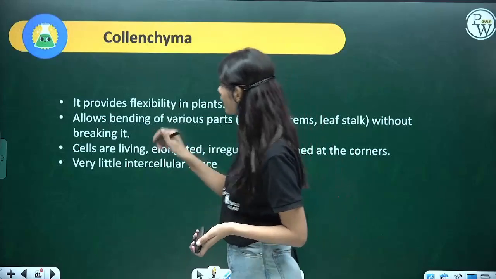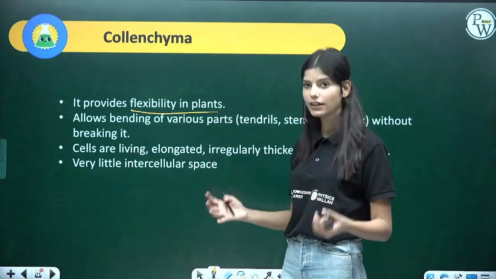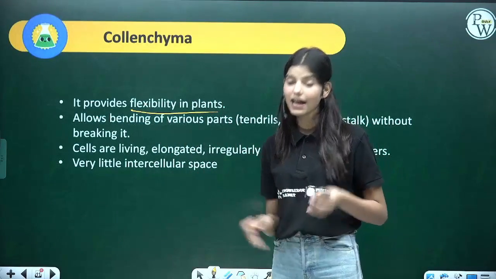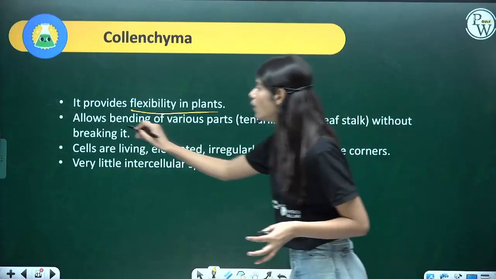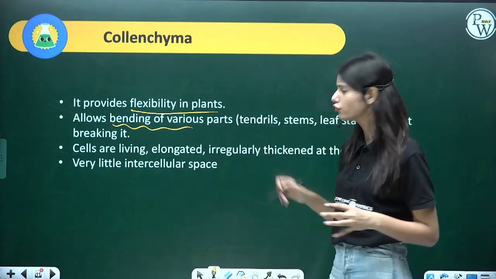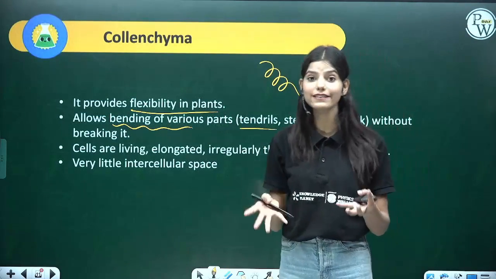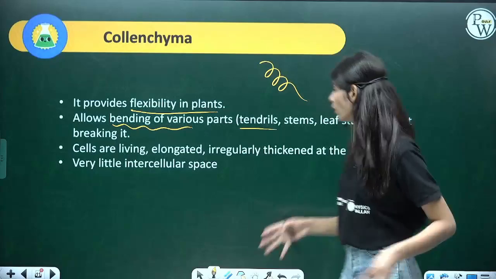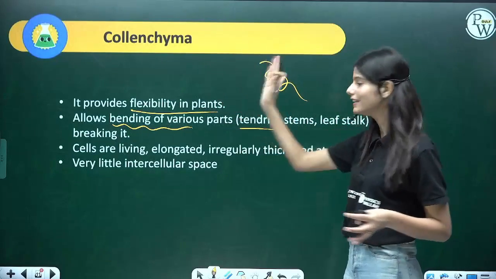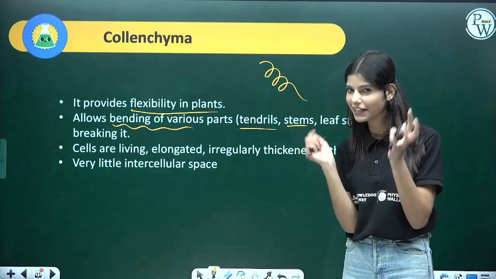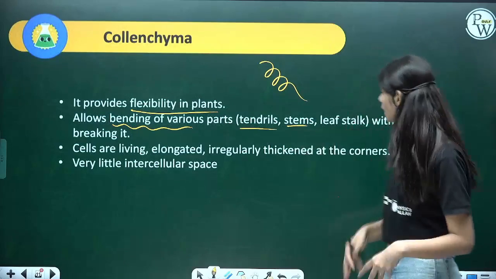Okay, so here it provides flexibility in plants, or you can say the parts of the plants, and also, guys, it allows the bending of various parts such as tendrils. Tendrils are spiral-like structures which are found in vines, grapevines, and also it can provide flexibility in parts such as stems, the tender green stems which are there in the plants, and also in the leaf stalk.